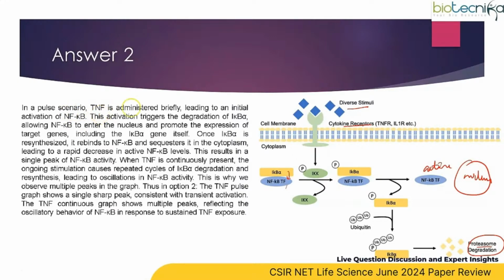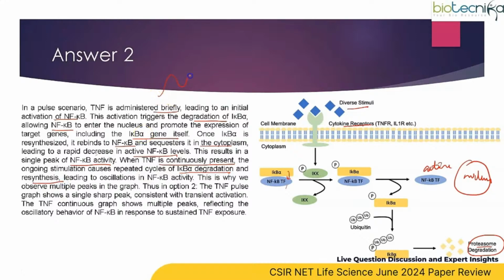In the pulse scenario, TNF is administered briefly, only once, for a short duration, leading to an initial activation of NF kappa B. This triggers the degradation of I kappa B, allowing NF kappa B to enter the nucleus and leading to the expression of various target genes, like the I kappa B gene itself. Once I kappa B is resynthesized, it will again bind to the NF kappa B, so NF kappa B will be held in the cytoplasm again. There will be a rapid decrease in active NF kappa B levels, which results in a single peak. But when TNF is continuously present, the ongoing stimulation will cause repeated cycles of I kappa B alpha degradation and resynthesis.